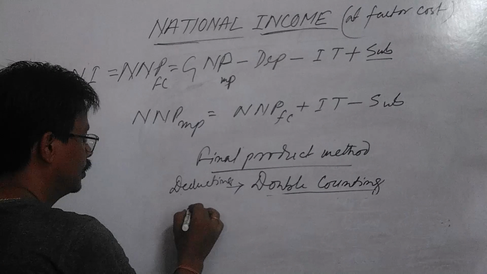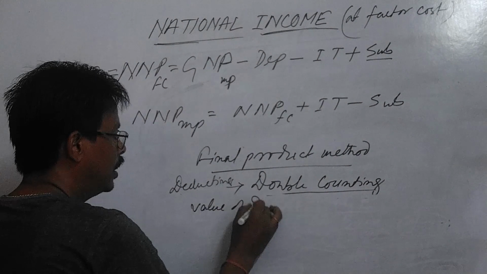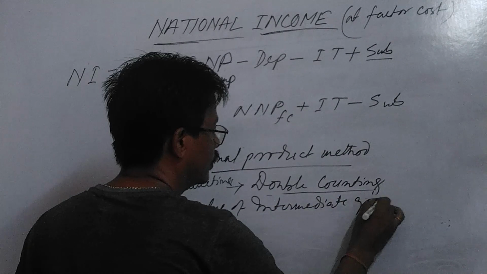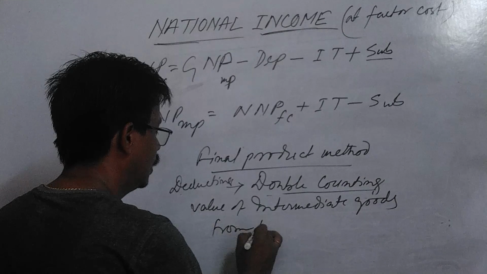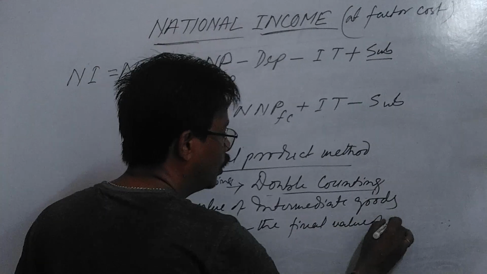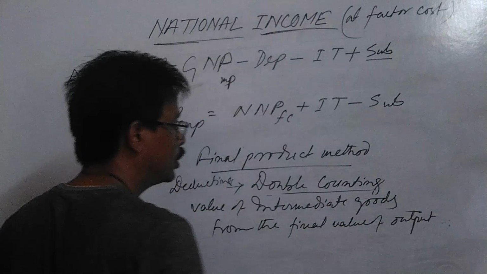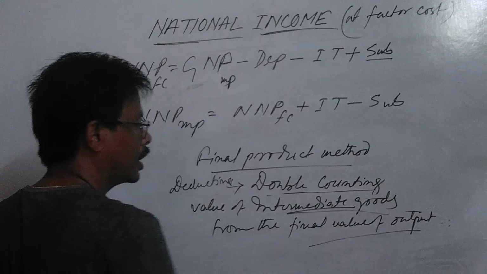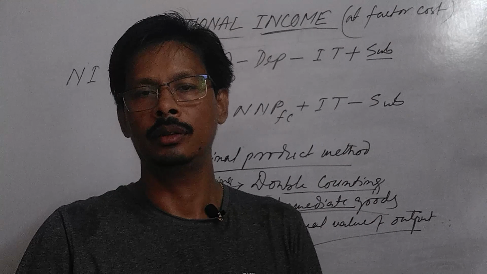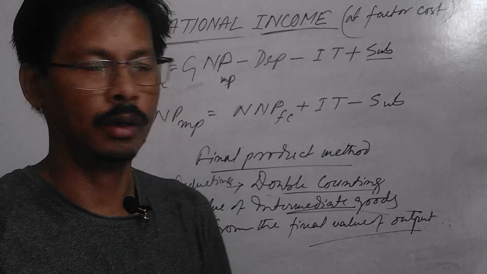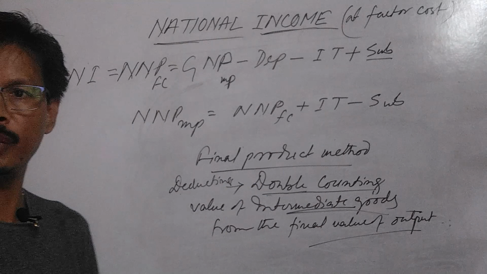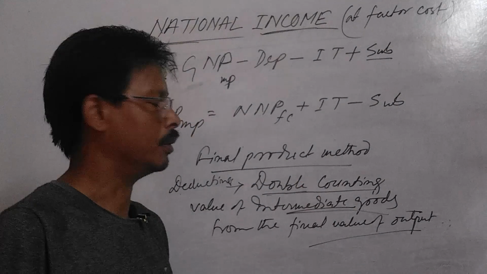So this is the way: deducting the value of intermediate goods from the final value of output produced. Whatever has finally been produced, when we deduct the value of intermediate goods, then what is the value actually added to convert the goods into final output will be obtained, and then we may avoid the problem of double counting.